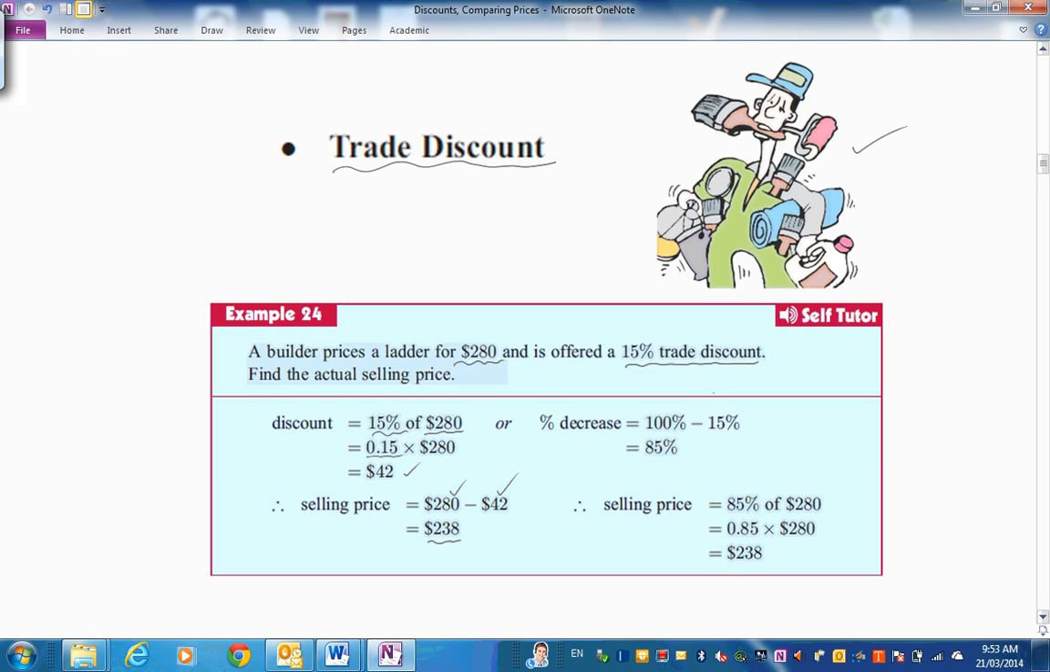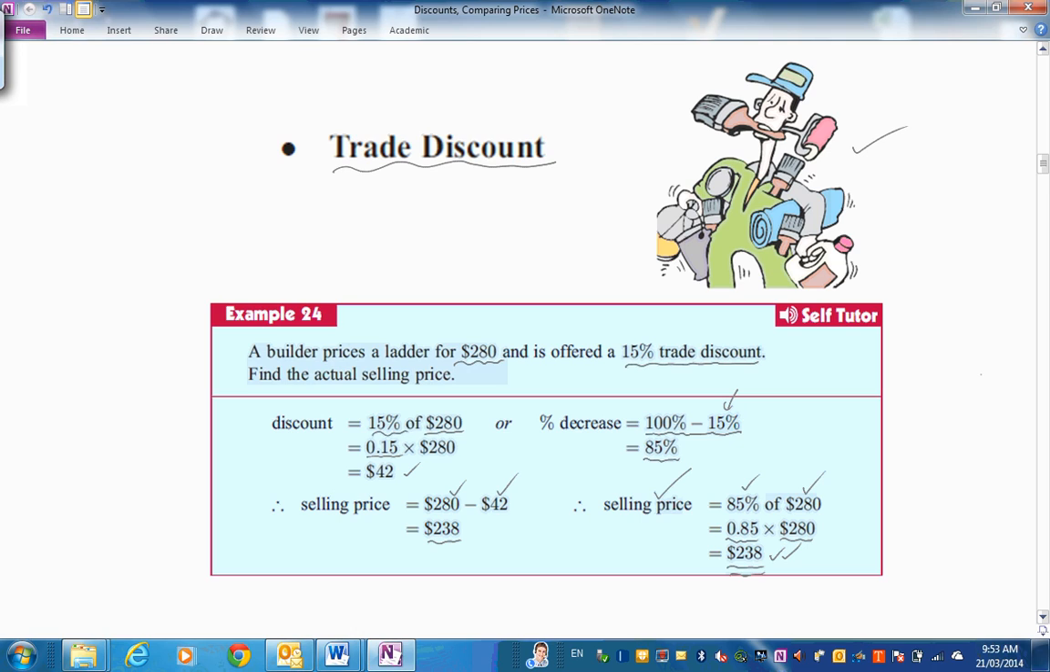Or you could do a multiplier idea. The person's not going to pay 100% anymore, are they? They're going to get a discount of 15%, so they're only going to pay 85%. So you could go straight to the selling price by saying it's 85% of 280, multiply it, 0.85 times 280. Final selling price is 238.